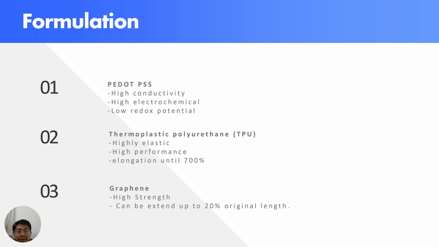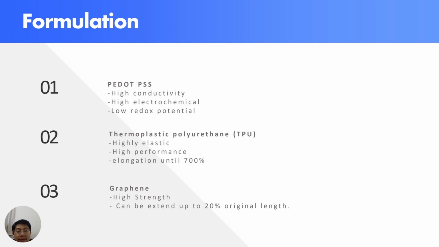First of all, this project has chosen poly(3,4-ethylenedioxythiophene) polystyrene sulfonate, also known as PEDOT:PSS, as the matrix material. This is because it possesses high conductivity, high electrochemical activity, and low redox potential. This material also acts as the ink for the SCI.